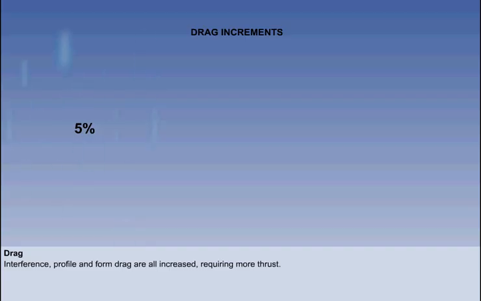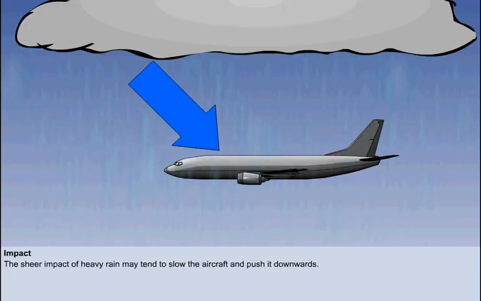The approximate overall increments are: for light rain, 5%, moderate rain, 20%, and for heavy rain, up to 30%. This extra drag increases the thrust required. A further consideration, which does not in itself affect stalling speed, is the impact of heavy rain. Lost momentum will require more thrust to maintain speed, and the rainfall will tend to push the aircraft downwards, in much the same way as microburst wind shear, with which it may well be associated.